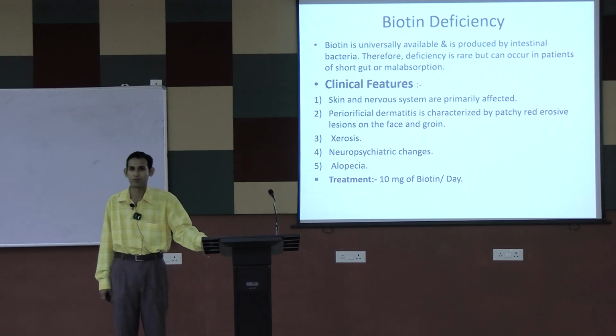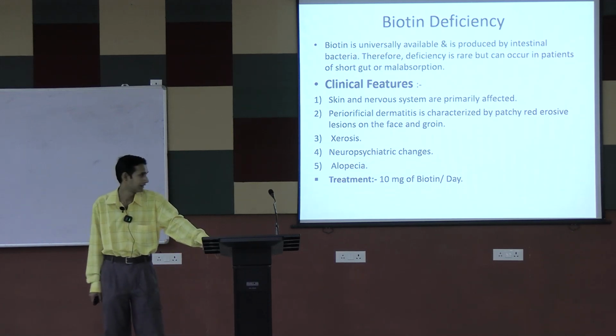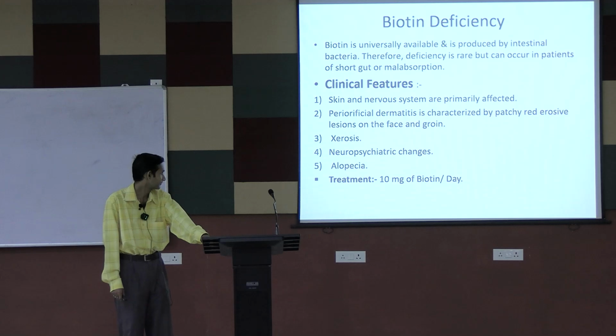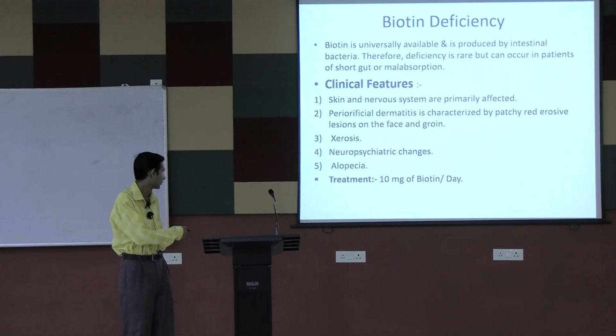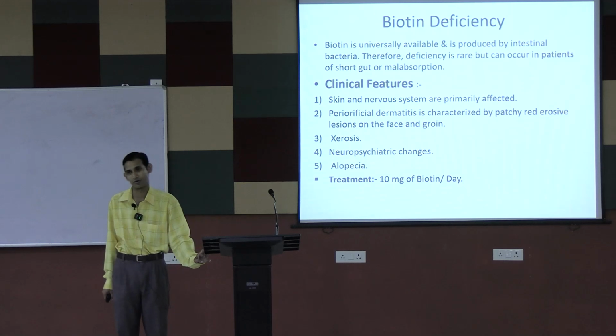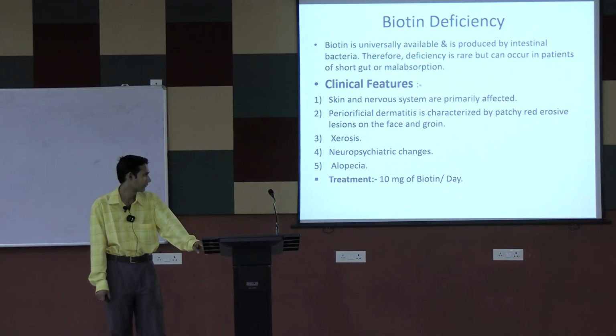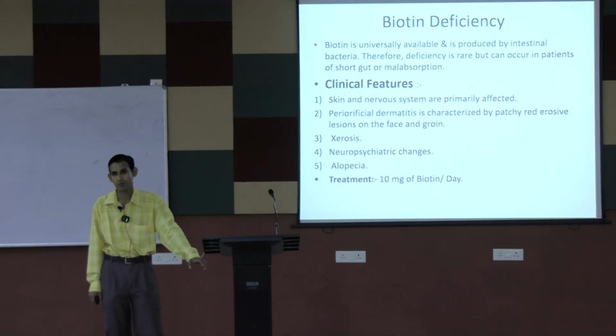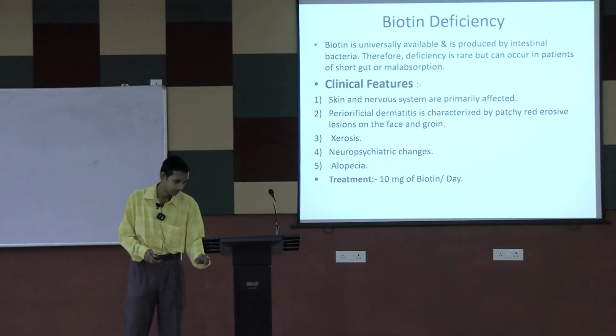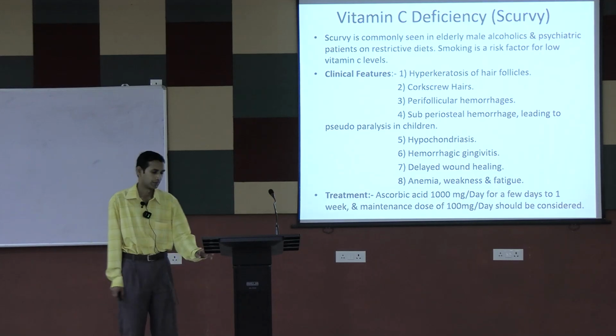Xerosis can also occur, as you have already been told, that is the dry rough skin, and the most important thing is the alopecia. As I already told, there may be total alopecia or loss of eyelash or eyebrow in biotin deficiency. It should be replaced with 10 milligram of biotin per day, but sometimes you have to look for other deficiencies, whether zinc deficiency or essential fatty acid deficiency is present or not. Next is vitamin C deficiency.